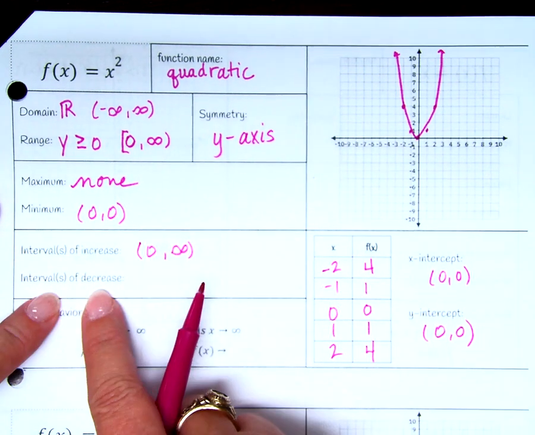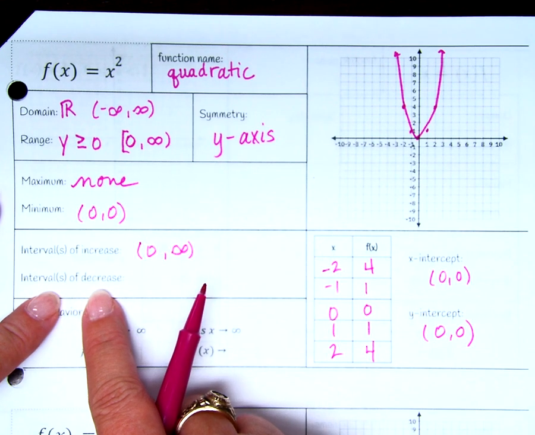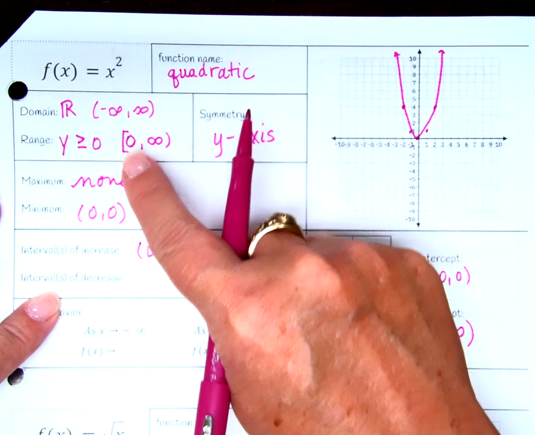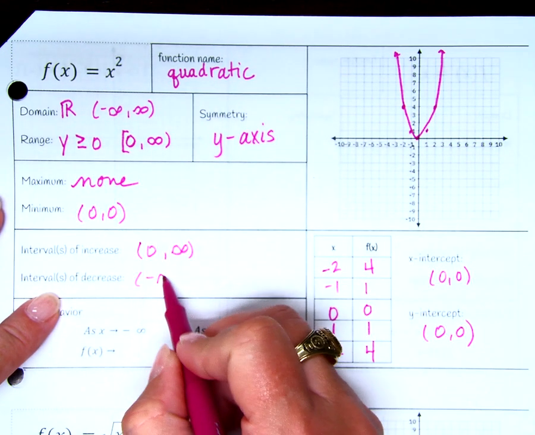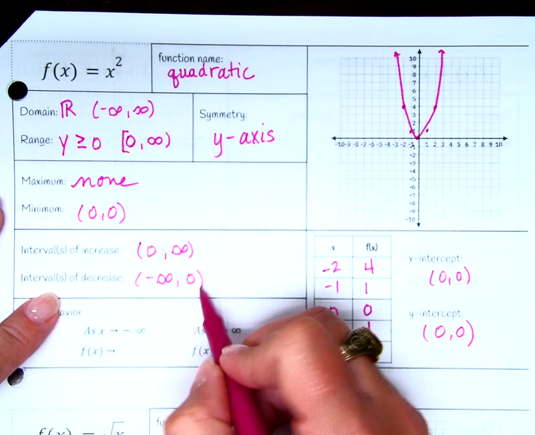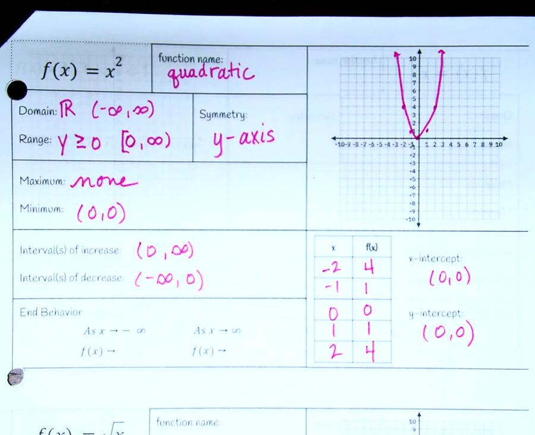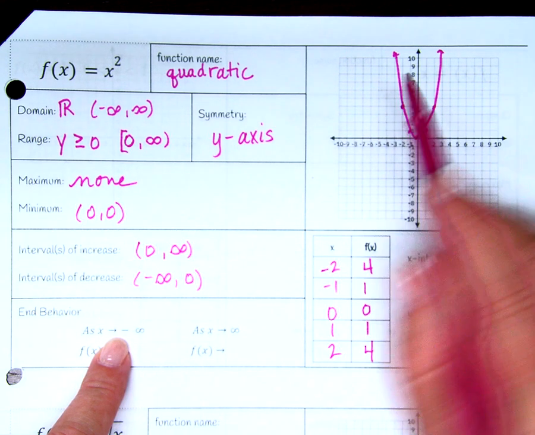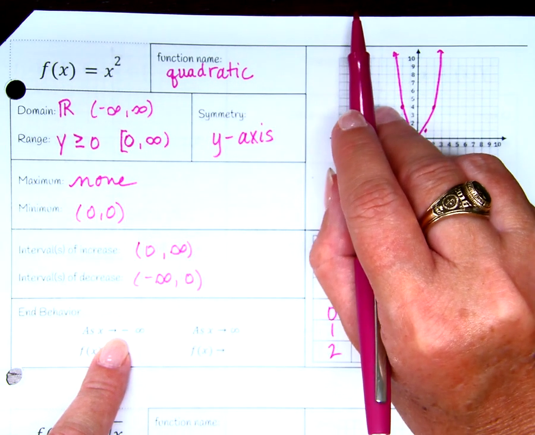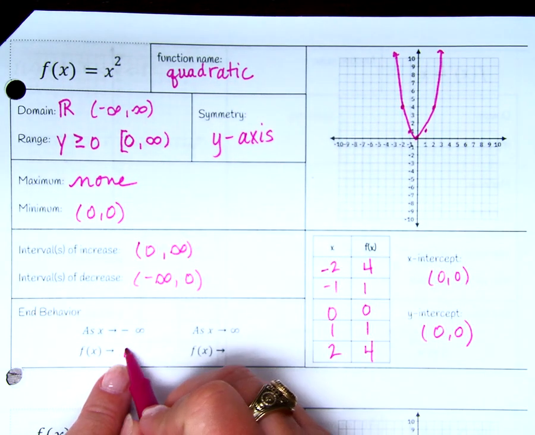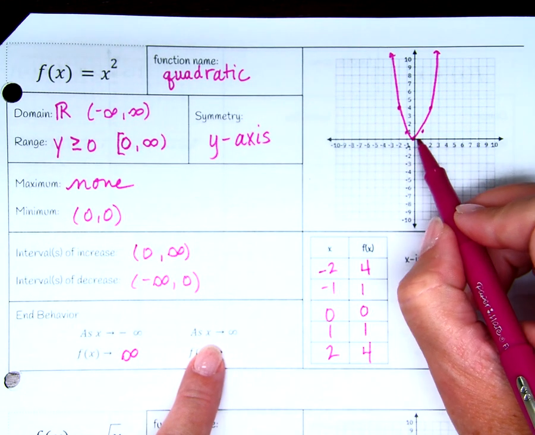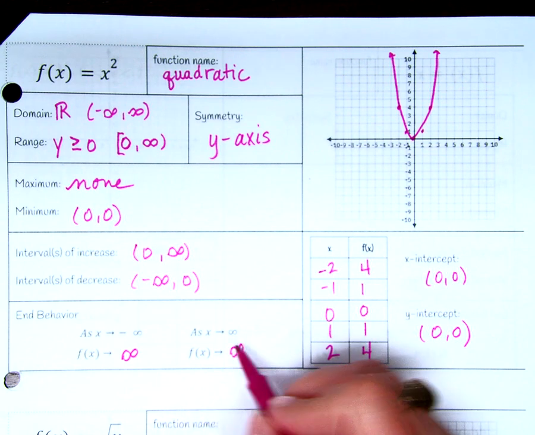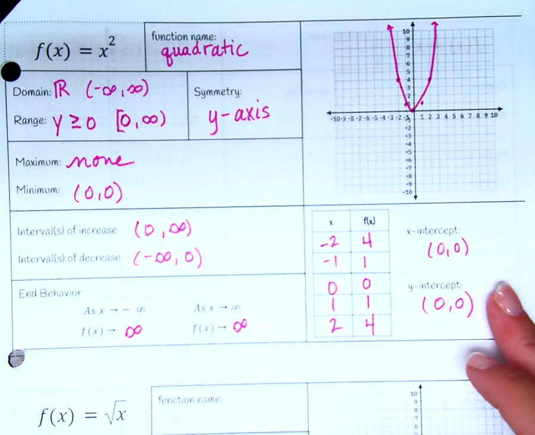Okay. Now where is it decreasing? On the left-hand side of 0, correct? But remember, we do least to greatest. So least is -infinity and greatest is 0. As our x's are going to the left, what's happening to the y's? They're going to infinity. As x is going to the right, what is happening to the y's? Good, also infinity. Okay? Any questions?